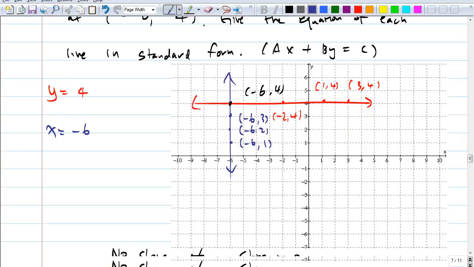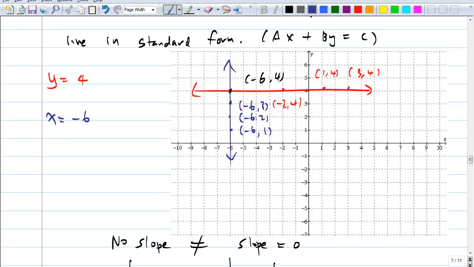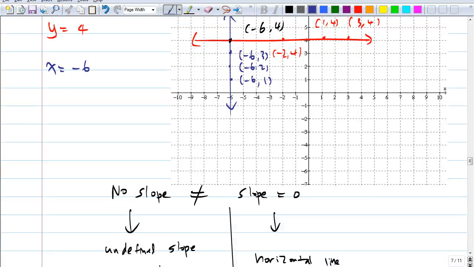So let's summarize a little bit. By the way, is no slope the same as slope equals 0? No. Slope equals 0 is not the same as no slope, guys. What does slope equals 0 mean? What's the slope of this line? 0. There is a slope. It's 0. 0 is not the same as no slope. What do we mean by no slope then? It's undefined. You guys remember?